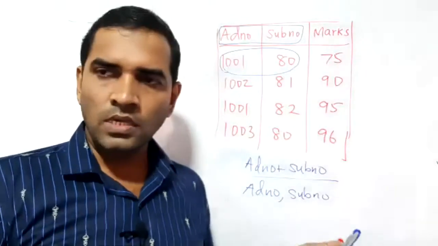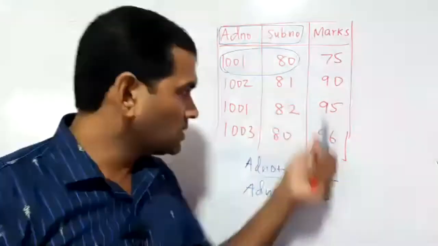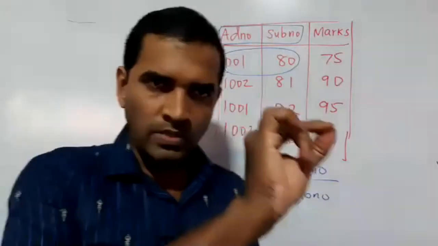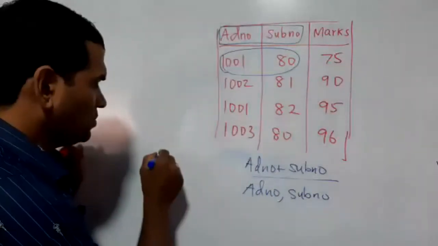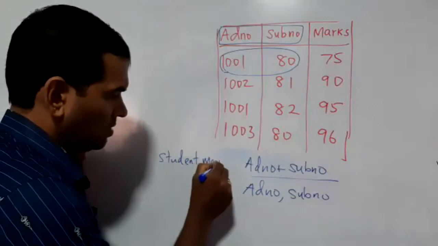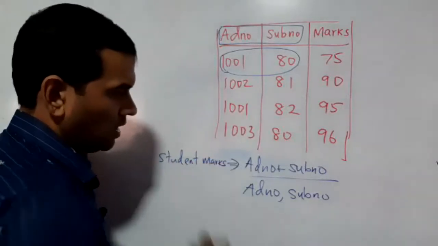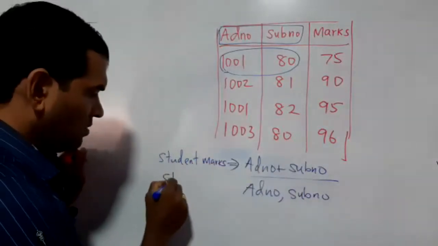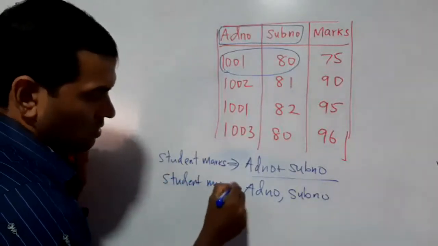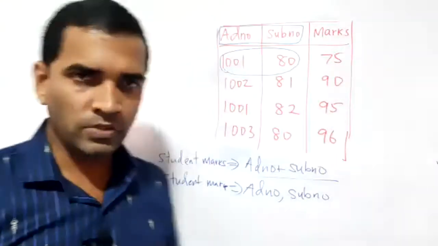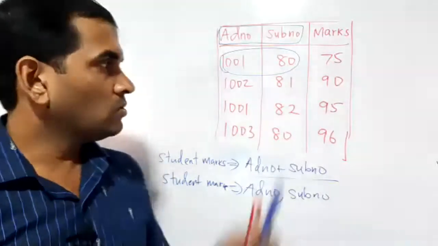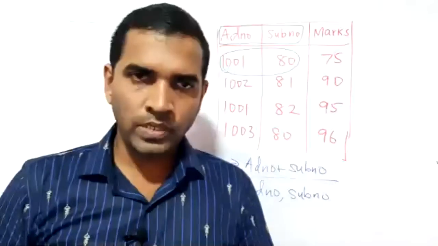Here, since I'm in the same example, I don't want to write the table name, but in exams you have to write the table name like this: student marks table, admission number, subject number. Again, student marks, admission. Both ways are possible and both ways are accepted in exams. So this is the composite primary key.